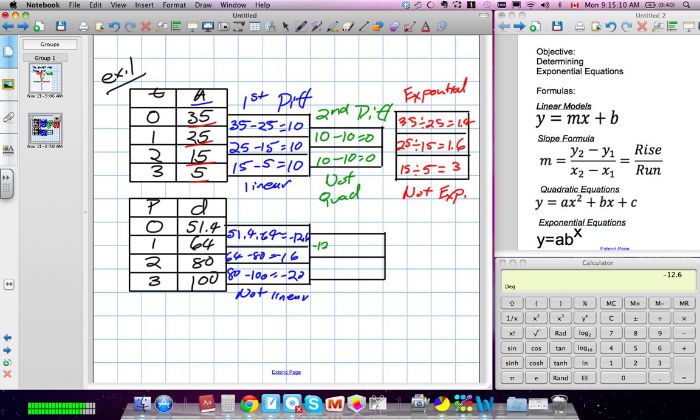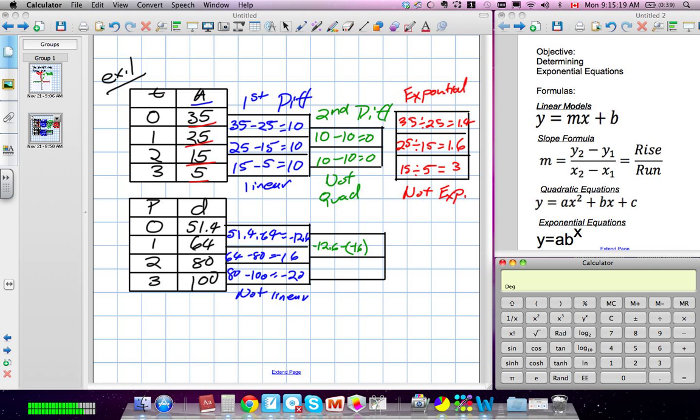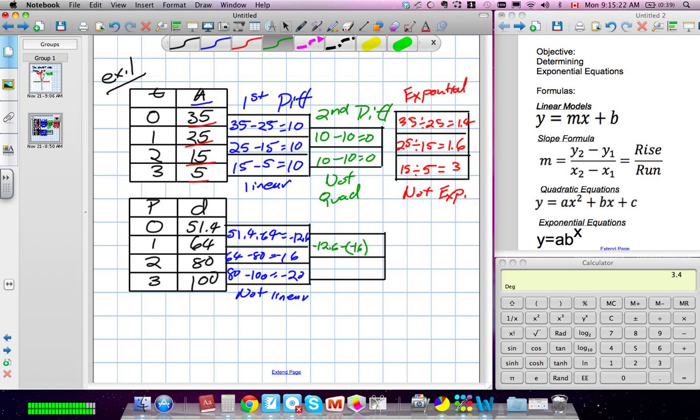That would be negative 12.6 subtract negative 16. So negative 12.6 subtract negative 16 gives us 3.4. And negative 16 subtract negative 20 gives us 4. So we have 3.4 and 4. Is this quadratic? No. Not quadratic. There's a possibility that it is none of the above.